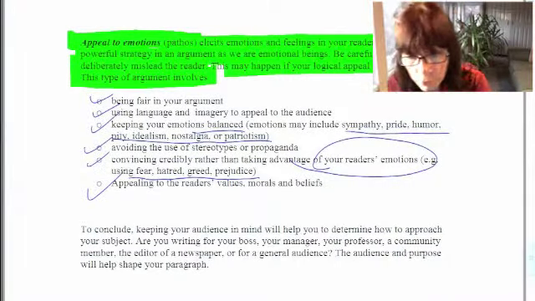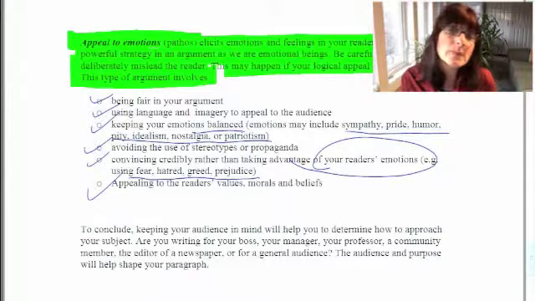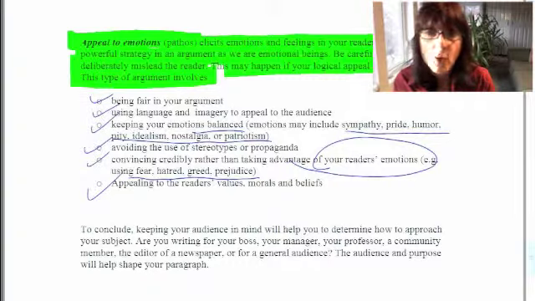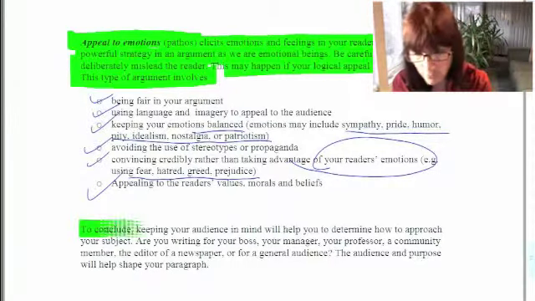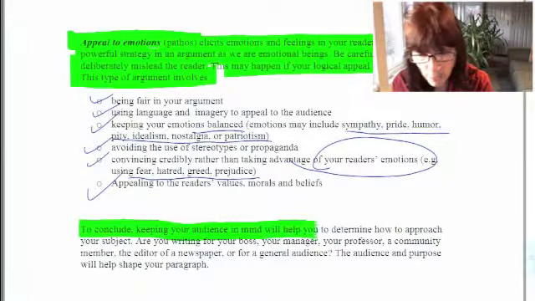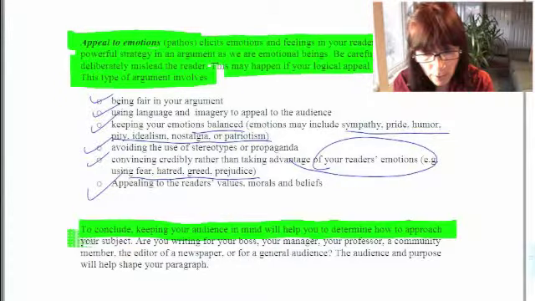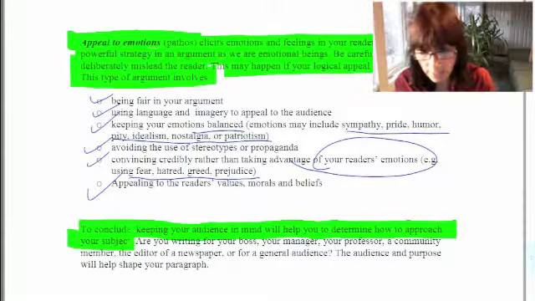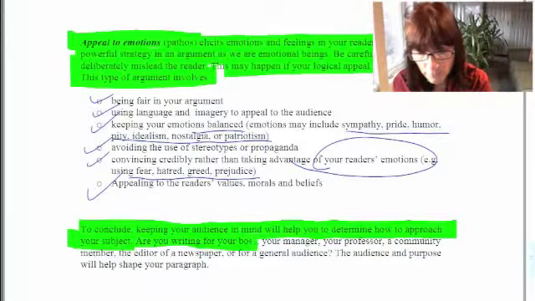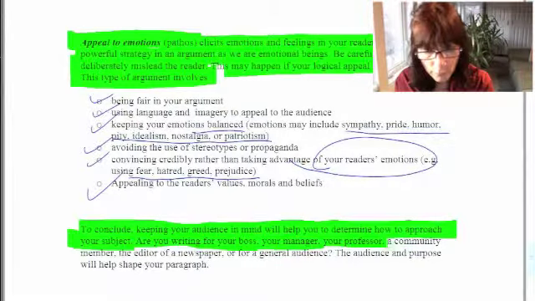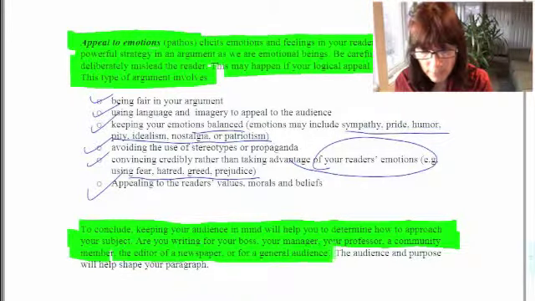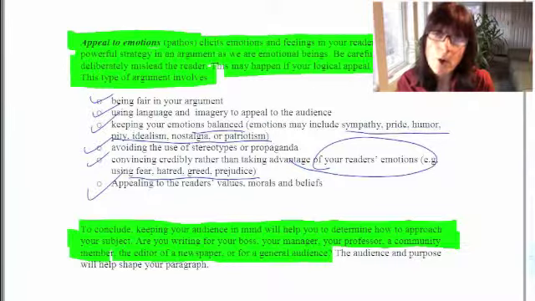So to conclude what I have discussed in this video on the importance of your audience and writing for a particular audience, you must keep your audience in mind, and doing that will help you to determine how to approach your subject and your subject matter. Ask yourself, are you writing for your boss? Are you writing for your manager, for a professor, for a community member, for the editor of a newspaper, or perhaps you're writing for a general audience?